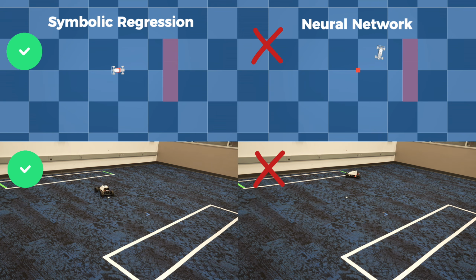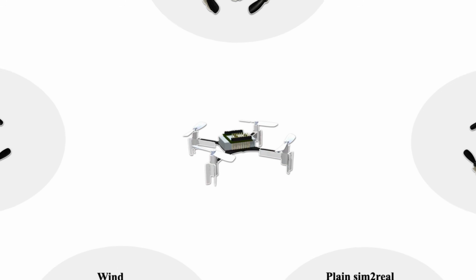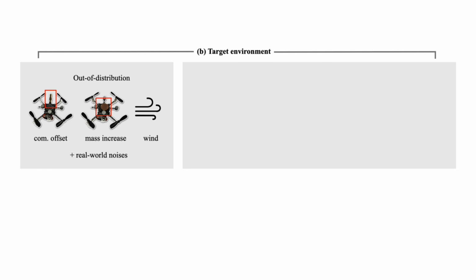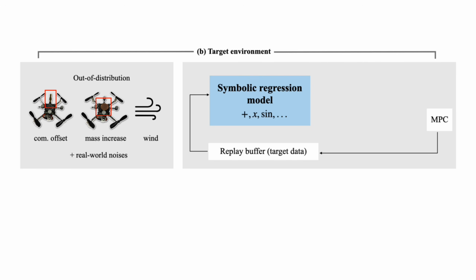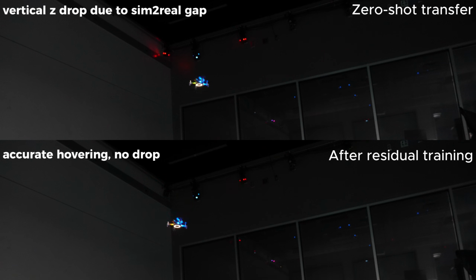But these equations alone can't handle the messy reality, things like sensor noise, motor delays, or extra weight. That's where the second step comes in. A small neural network acts as a residual, adding just enough correction to adapt the model in the real world. With this hybrid approach, a quadrotor can adapt to new payloads, unexpected winds, or shifts in balance, all with only a handful of real trajectories.